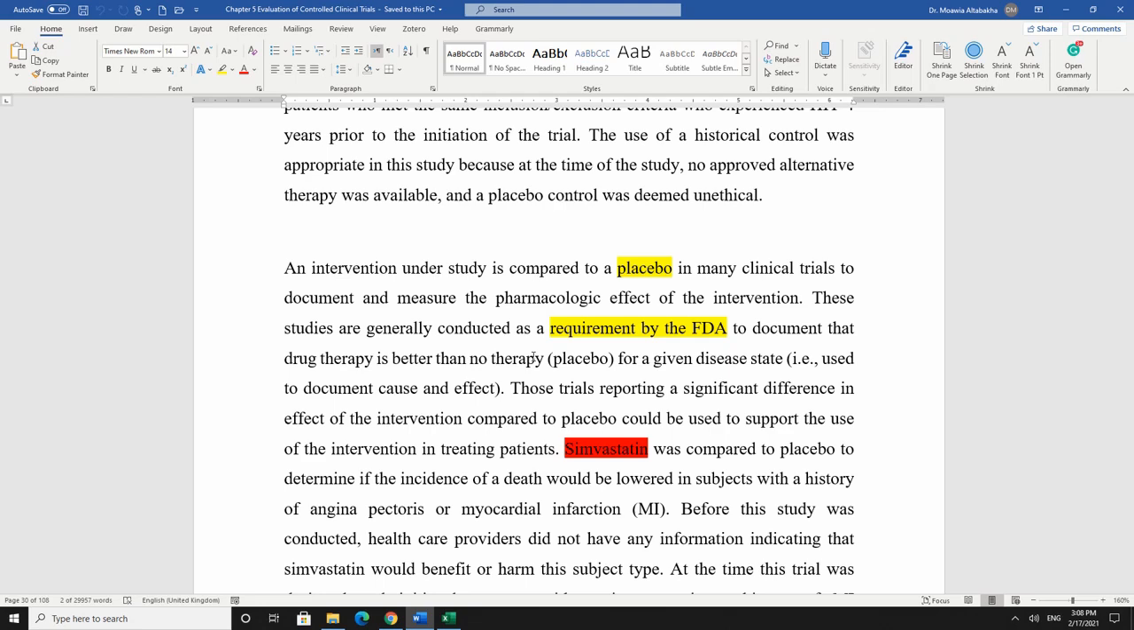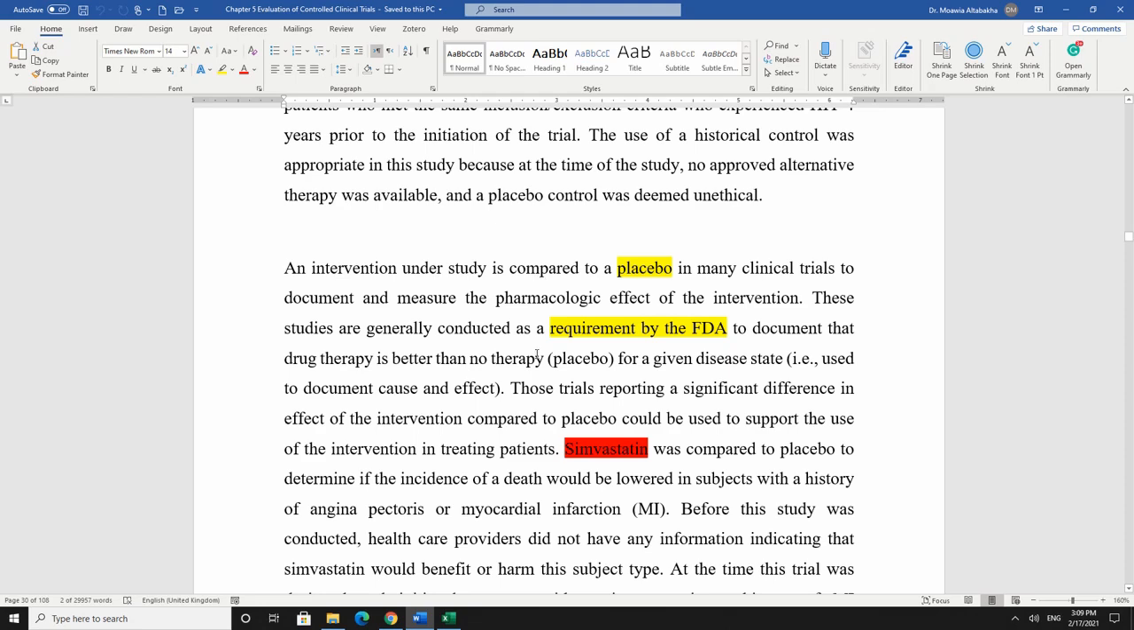So you can prove that there is a difference, and in this case you need a placebo to show that there is a difference, but you cannot prove equality if two drugs are providing similar effect. That's why FDA tells you if you want to prove that, you have to compare it with placebo.